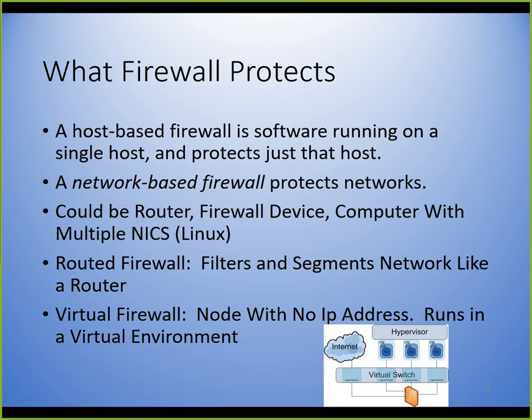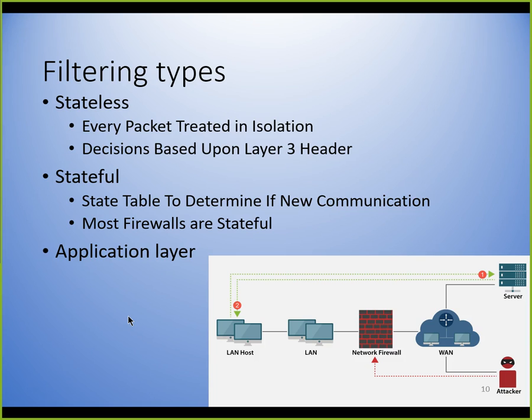A routed firewall filters and segments. A routed firewall is kind of like a router with access control lists, but we said earlier that anything with pre-configured controls on it is going to be a firewall. A virtual firewall doesn't have an address, runs in a virtual environment, and it's not going to be doing any routing. It's going to protect our virtual machines. No IP address, no routing capability on those.